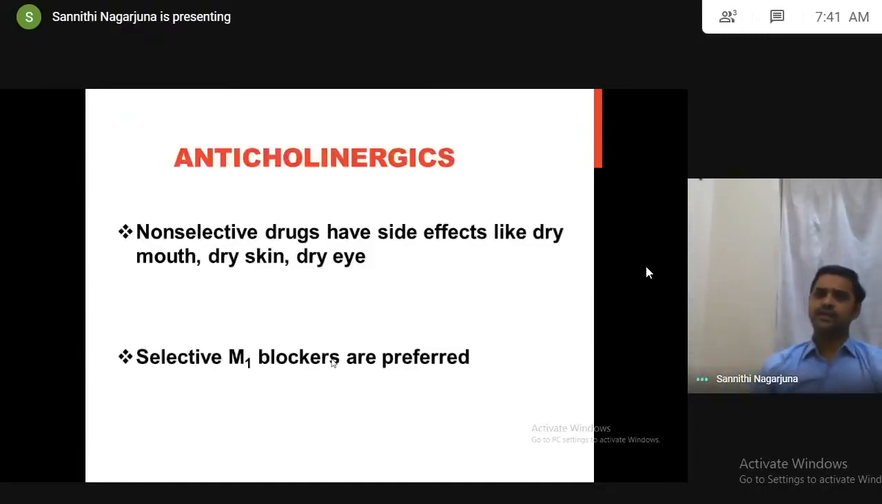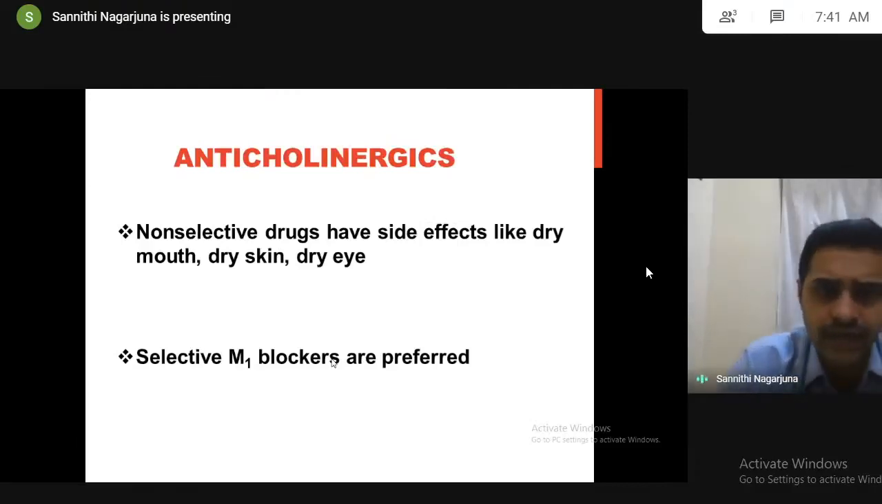Same thing with anticholinergics. I told you already, the receptors located in parietal cells are M1 and M3. If you use non-selective anticholinergics, which block all muscarinic receptors, M1, M2, M3, M4, M5, we have so many side effects like dry mouth, dry skin, dry eye. So we use selective M1 blockers like pirenzepine and telenzepine.